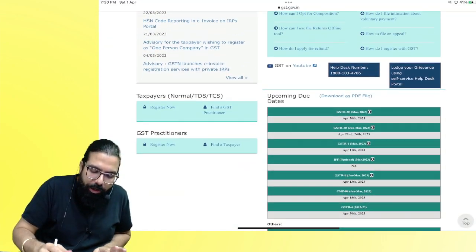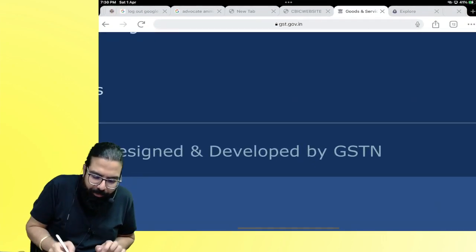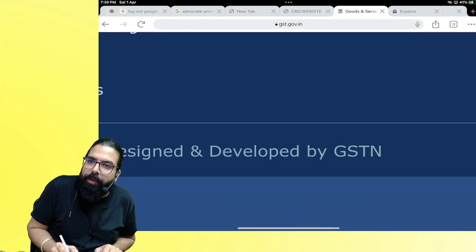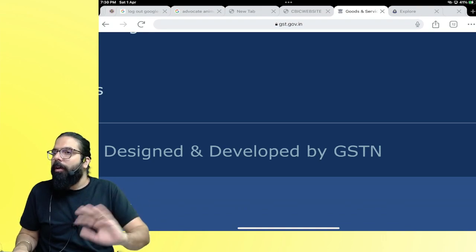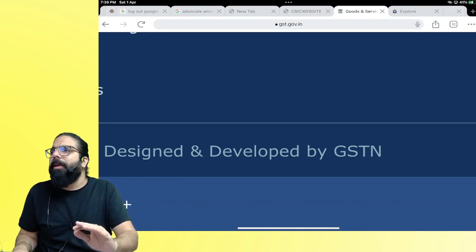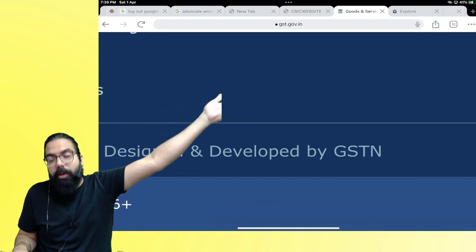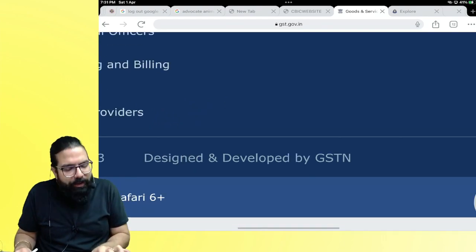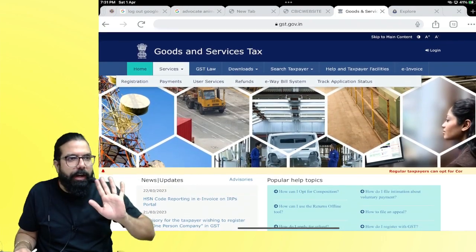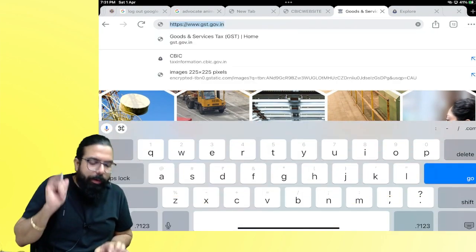Now this common portal is managed by Goods and Service Tax Network. Can you see over here GSTN? It is managed by a company. It's a not-for-profit company, not a profit wala company, a not-for-profit company under section 8 of the Companies Act. Okay, let it be. Now this is a company which manages the gst.gov.in. Are we clear?